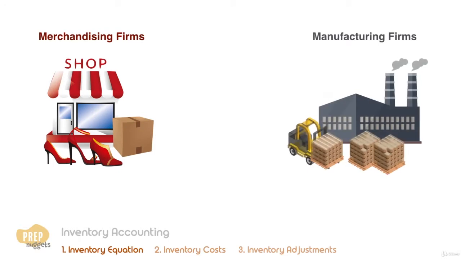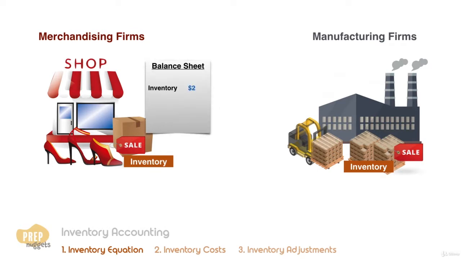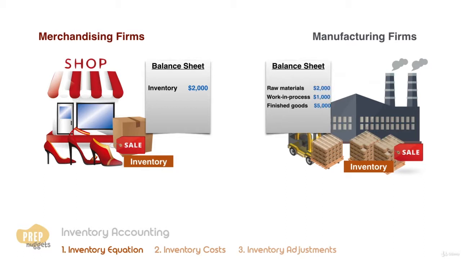Merchandising and manufacturing firms generate revenues and profits through the sale of inventory. Merchandising firms like retailers and wholesalers purchase inventory that is ready for sale, often reported in just one account as inventory on the balance sheet. Manufacturing firms, on the other hand, report inventory using three separate accounts: raw materials, work in process, and finished goods.